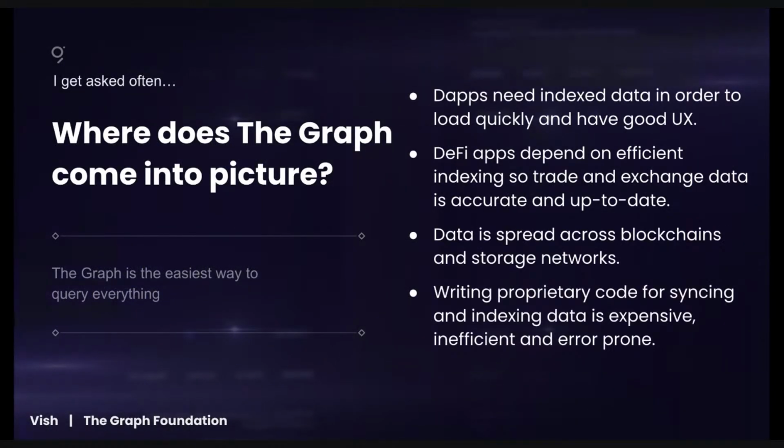But I get this question often, like, where does the graph come into the picture? A lot of developers ask that there are so many other solutions for what the graph is currently doing. And I just want to paint that picture for you folks so that you understand how and why you should be using the graph exactly. So here is the scenario. The reason why graph is the easiest way to query open decentralized data is because we live in this data-driven world where our data is stored across huge storage networks and blockchains. And these blockchains, these networks get a large number of transactions per day.